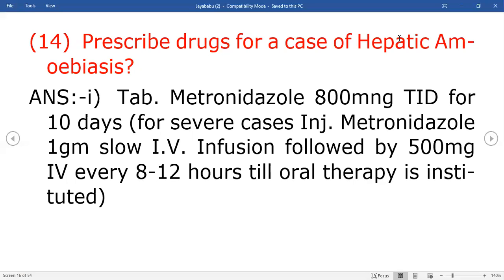So the drug of choice is tablet Metronidazole 800 mg TID for 10 days. So tablet 800 mg is to be given initially for 10 days, and if the patient is severe, he is supposed to be given injection Metronidazole slow IV infusion followed by 500 mg every 8 to 12 hours till oral therapy is instituted. So this metronidazole has a metallic taste, and the patient is advised accordingly.